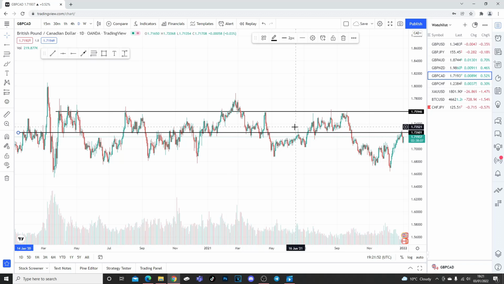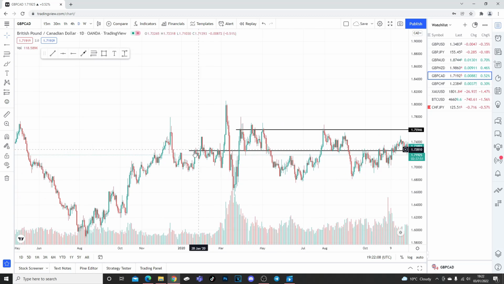A number one thing to do with your support and resistance is that you've got to treat them like areas rather than a line. So, like this part here, I could easily move this line up to the top of these wicks so it sits better, but then it's not going to encounter this bit, is it?